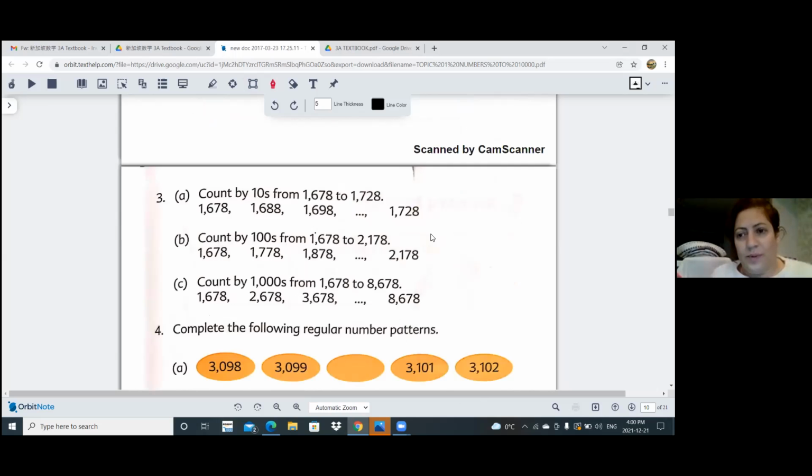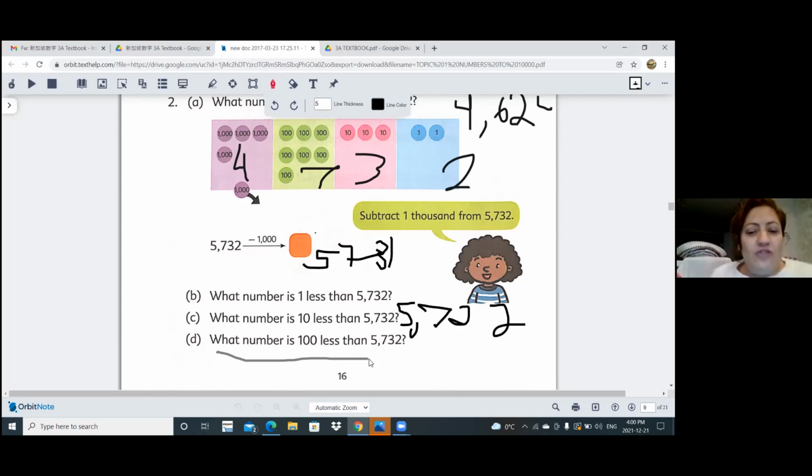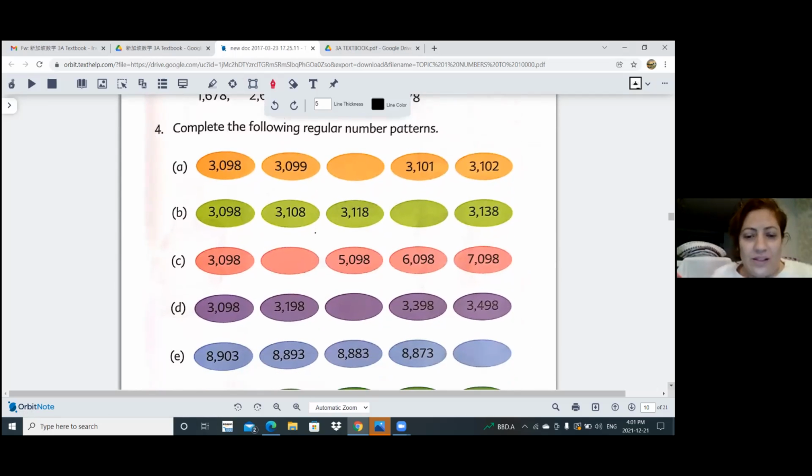Okay. Give me one number less than 5,732. Can you do that? 5,731. Good. Give me 10 less than 5,732. Well, that is 5,722. Perfect. Listen carefully. What number is 100 less than 5,732? 5,632. Good job, Michael.